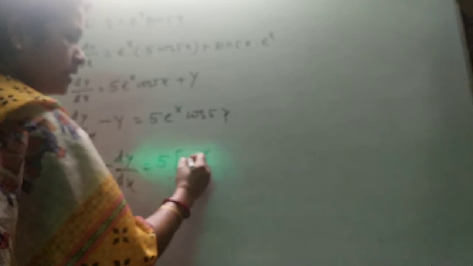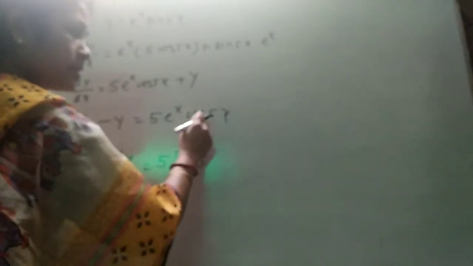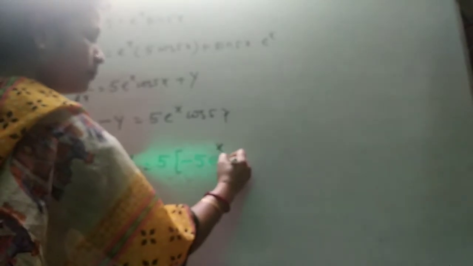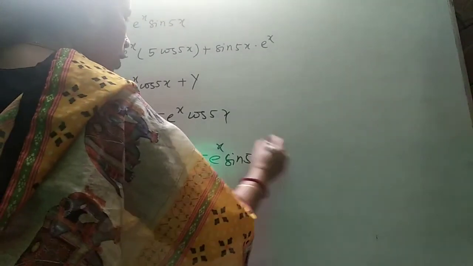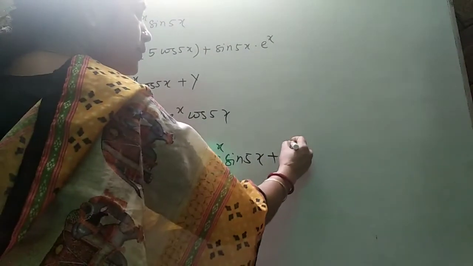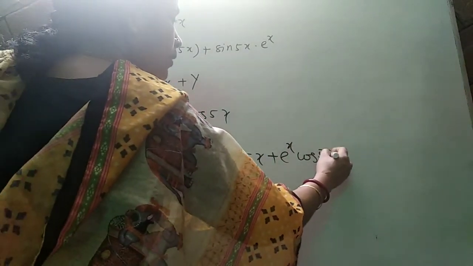Now the second derivative: d square y by dx square minus dy by dx. Again I am using the product rule here: 5 into, if I keep e power x constant, then the derivative of cos 5x gives minus 5 sin 5x, and then plus, if I keep cos 5x constant, the derivative of e power x is e power x. Are you clear what I'm saying?